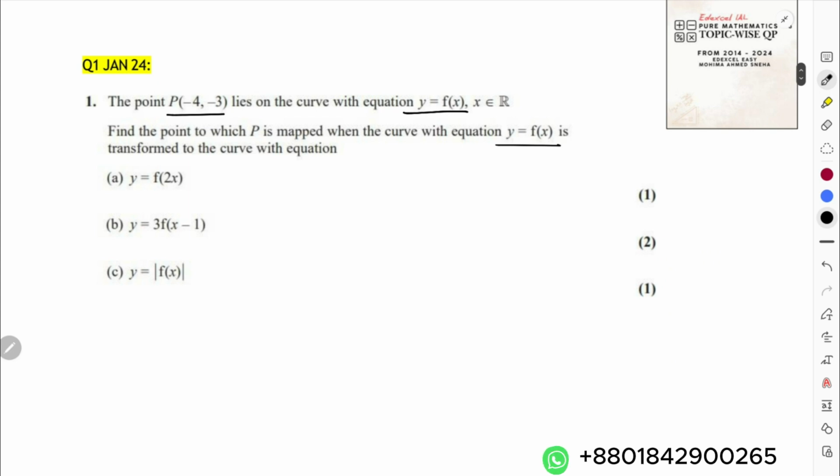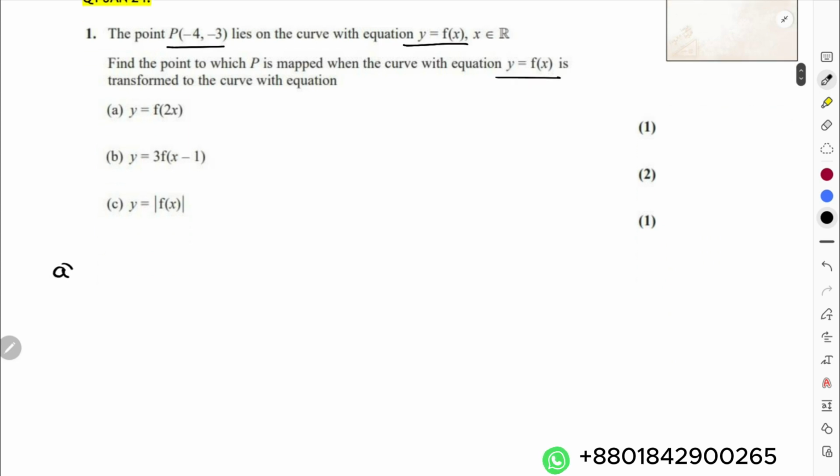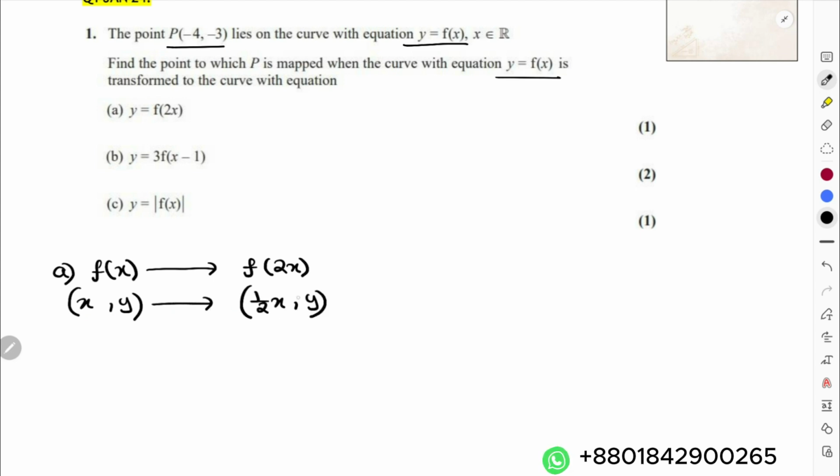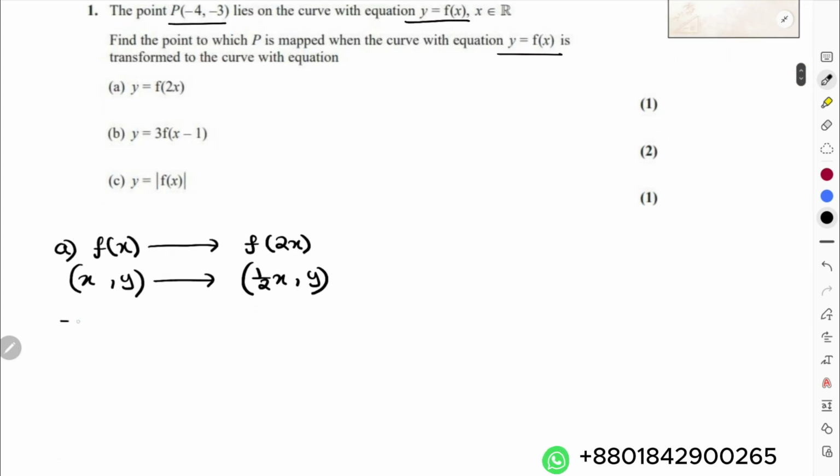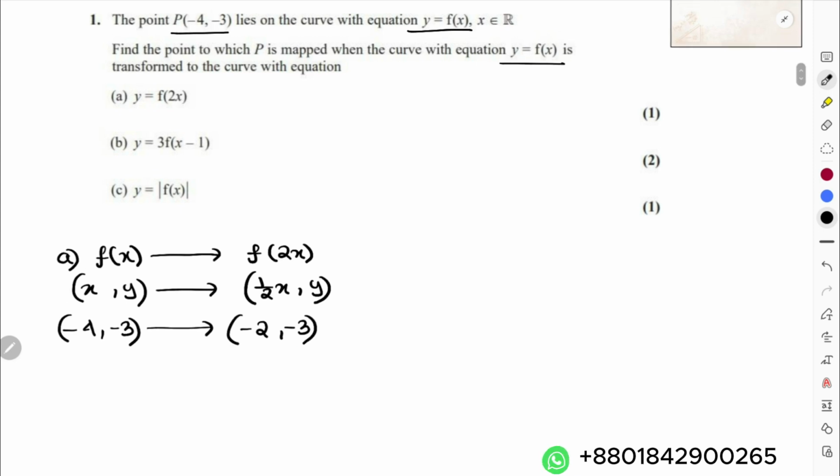This is a normal simple transformation, right? So for part A, f(x) was transformed to f(2x), right? That means the x coordinates will get transformed to half x, while y stays the same. This is your horizontal stretch with scale factor half. That means if the original coordinates were minus 4 and minus 3, half multiplied with minus 4 is going to leave you with minus 2. So you get minus 2, minus 3, right? This is your part A.